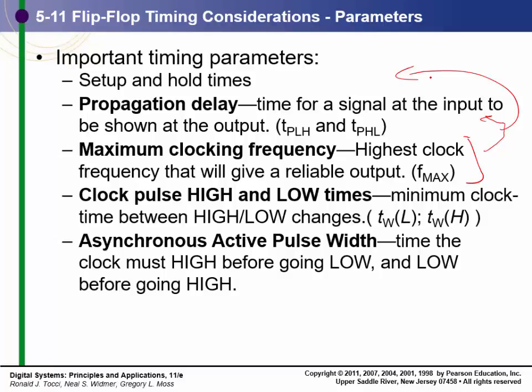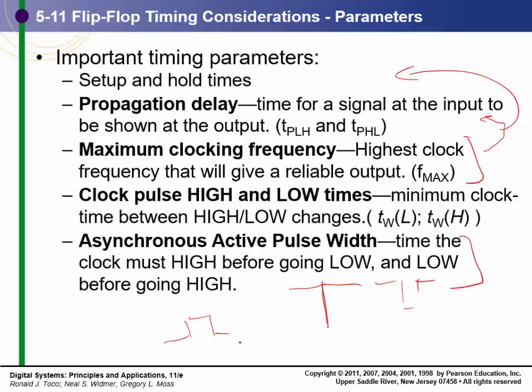And our asynchronous pulse width must be high before going low. This also has a minimum width. This is a minimum width that an asynchronous signal has to be active before it's seen. If I want to reset a flip-flop, I can't give it a half a nanosecond pulse. That pulse has to be a certain width, is what that says. This is also saying that our clock pulse has to have a certain on and off time.